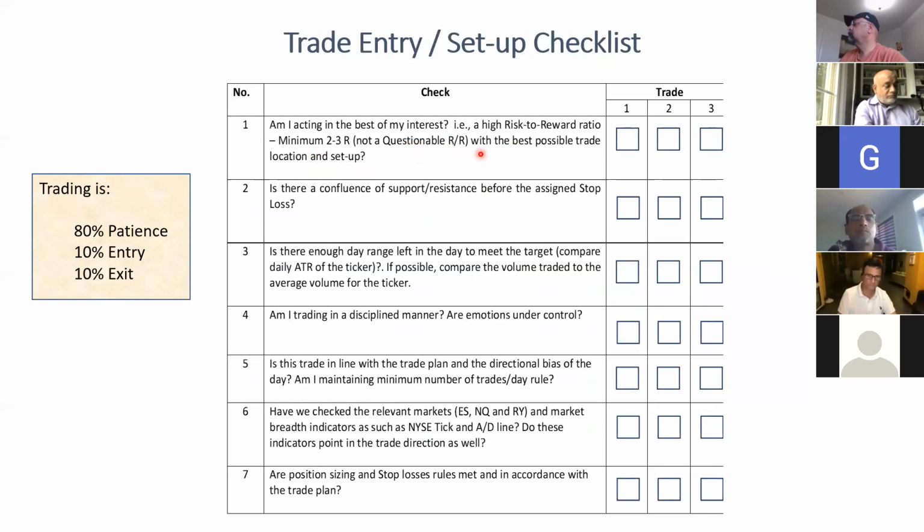Again, to your question, was it a questionable reward to risk? At that bottom level, it was. With the best possible trade location and setup, was it a good location on that particular stock? No, it was not. Is there a confluence of support and resistance before the assigned stop loss? In order to cross the stop loss, the stock has to make some effort. Either there will be some EMA line, some predetermined line that it has to cross.